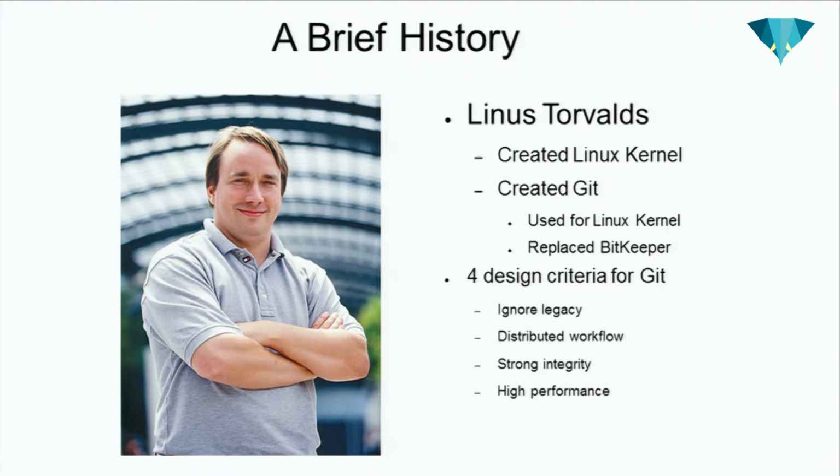So, during the development of Git, four main design criteria were adopted by Linus himself. The first and most amusing one is that he wanted to ignore legacy. More specifically, he said, when we don't know what we're going to do, we're going to take what was done before, and we're going to do the exact opposite. Thus, a lot of previous legacy was destroyed, okay? And for good results. Obviously, a distributed workflow is required, strong integrity, we can't be losing code, and high performance, very important because of the size of the Linux kernel, the complexity, all those branches, and all the patches, okay?